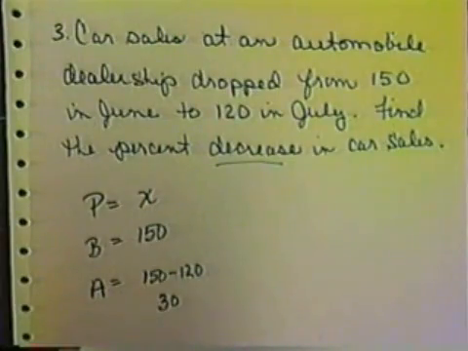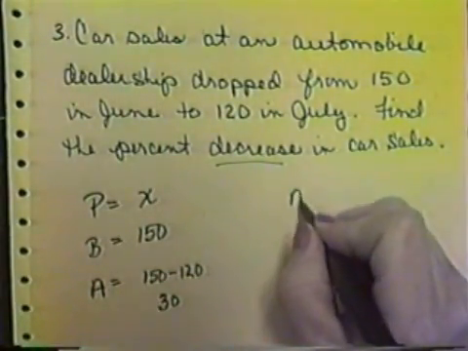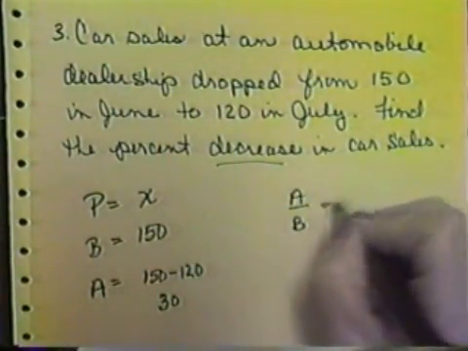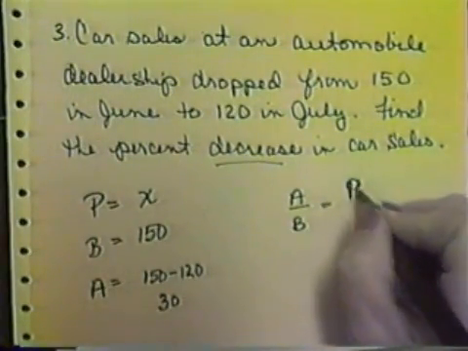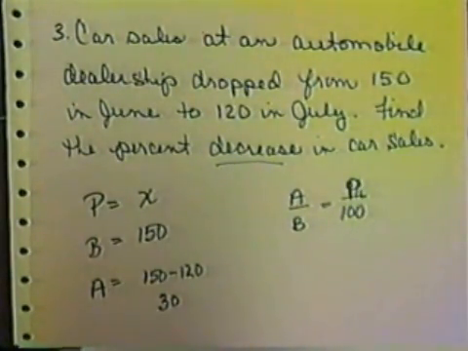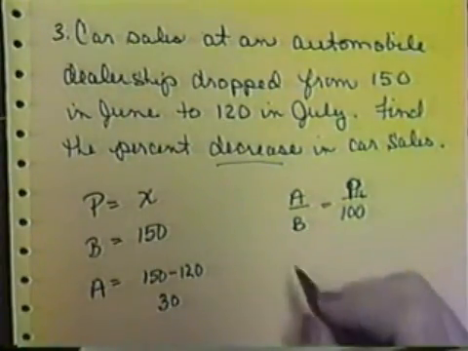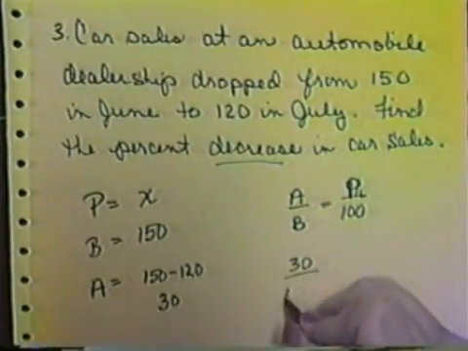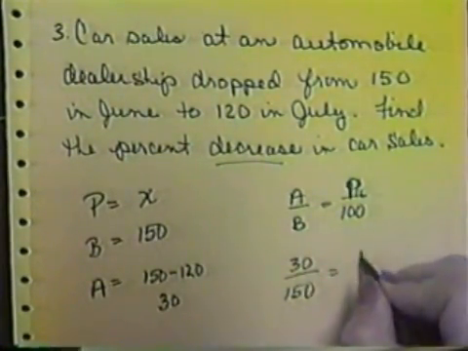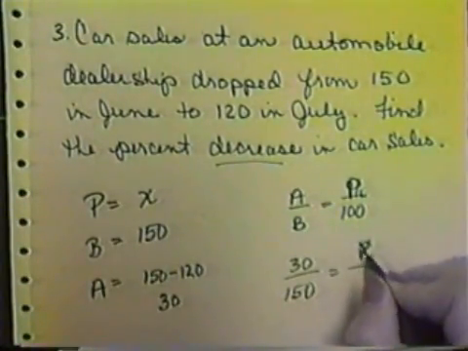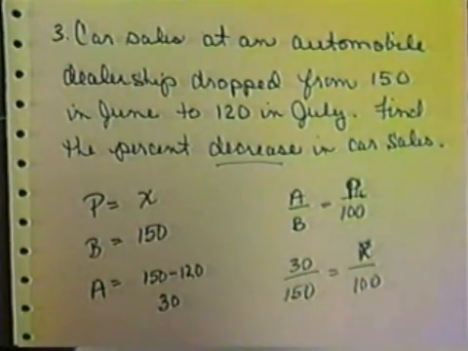Okay, now, to solve this, we're going to set up a proportion. Amount over base is equal to the percent over 100. And the amount was 30. The base was 150. The percent we're looking for over 100.